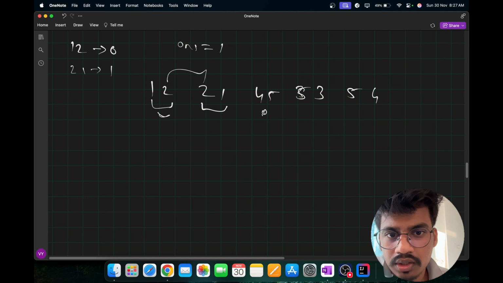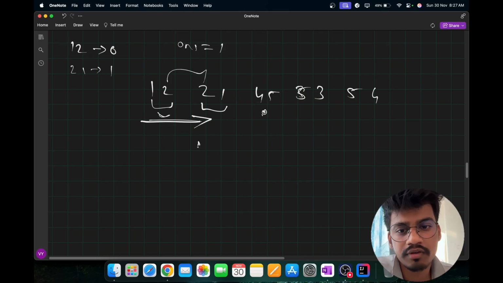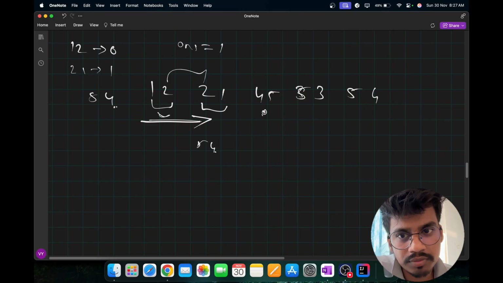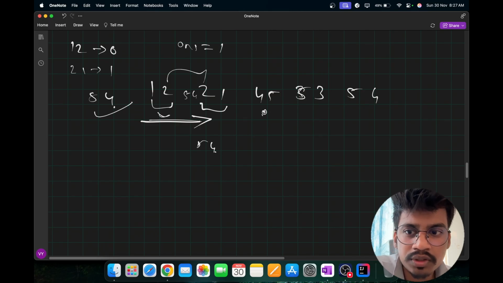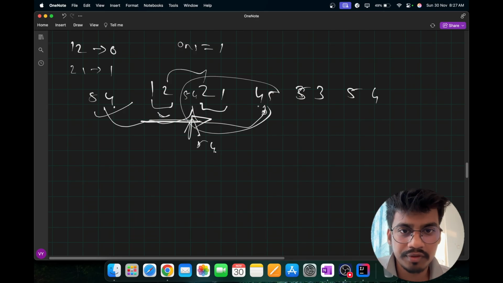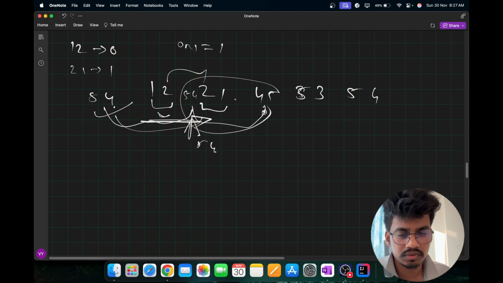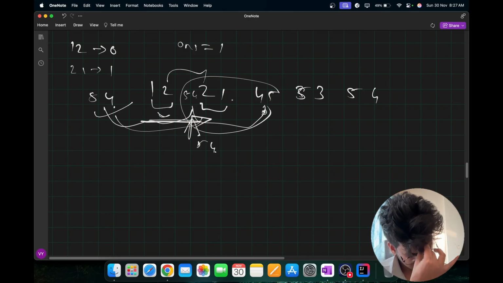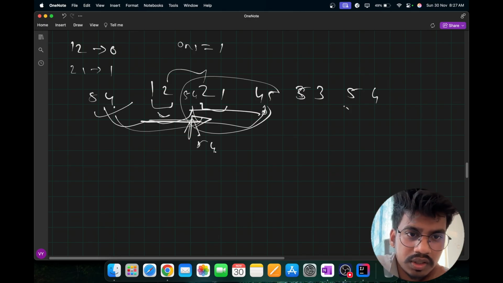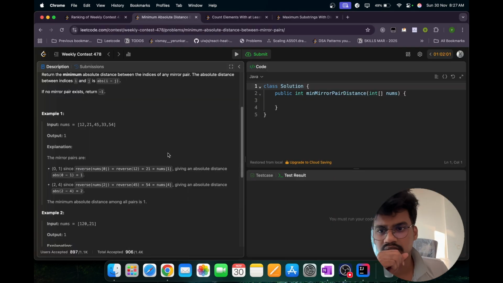Okay. Now when I'm here, I want the nearest number, which is 5 4. Maybe if 5 4 is present here and 5 4 is present here, I don't care about this. I calculated the answer for this and I'll just update it with the new 5 4, so that I may get a difference which is less than the previous one. In this way I'm just taking the closest one. So this has to work. I don't see any reason for it not to work.